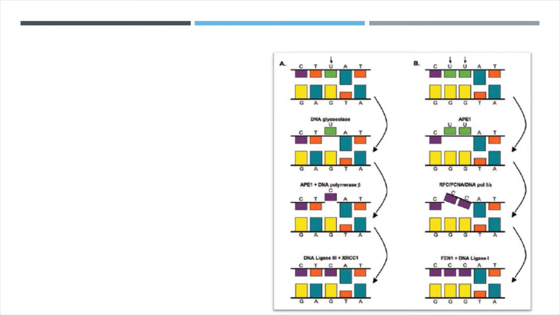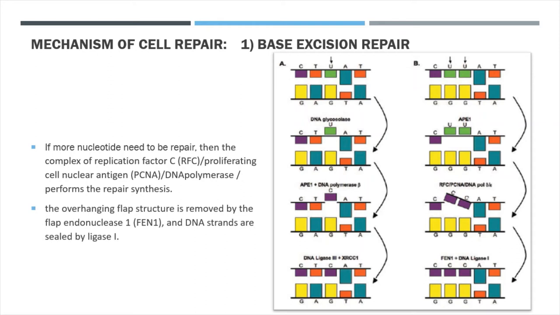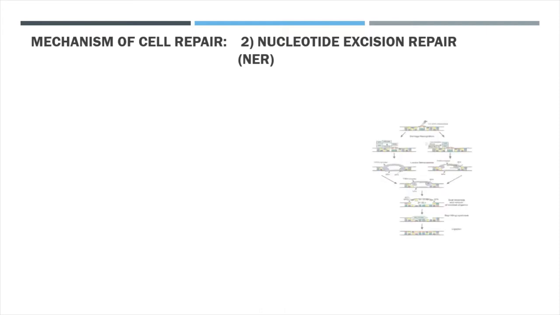Second, if the mutated base occurs more than one, they need to be repaired, of course. Then the complex of the replication factor, the overhanging flap structure itself, will be removed by flap endonuclease 1, which is FEN1, and the DNA strand is sealed by ligase with the correct base pair. The next one is nucleotide excision repair, NER.